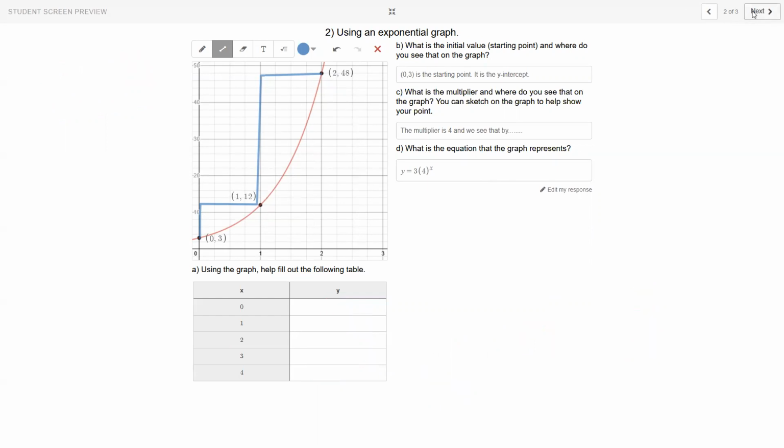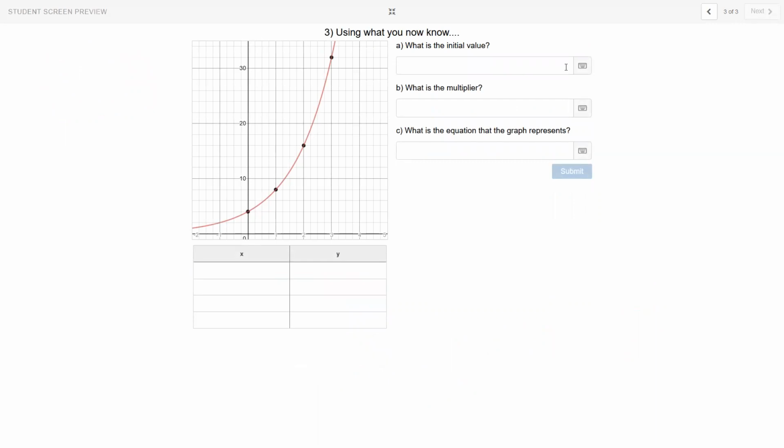And go to the next slide. Okay, so we have a new graph here. What is the initial value? What is the multiplier? What is the equation that the graph represents? I'm going to let you do this one.